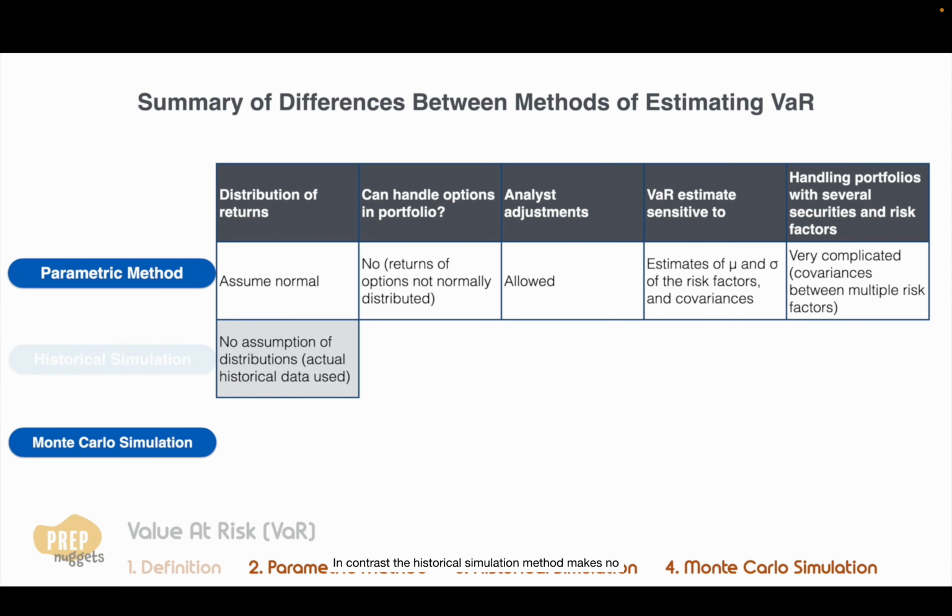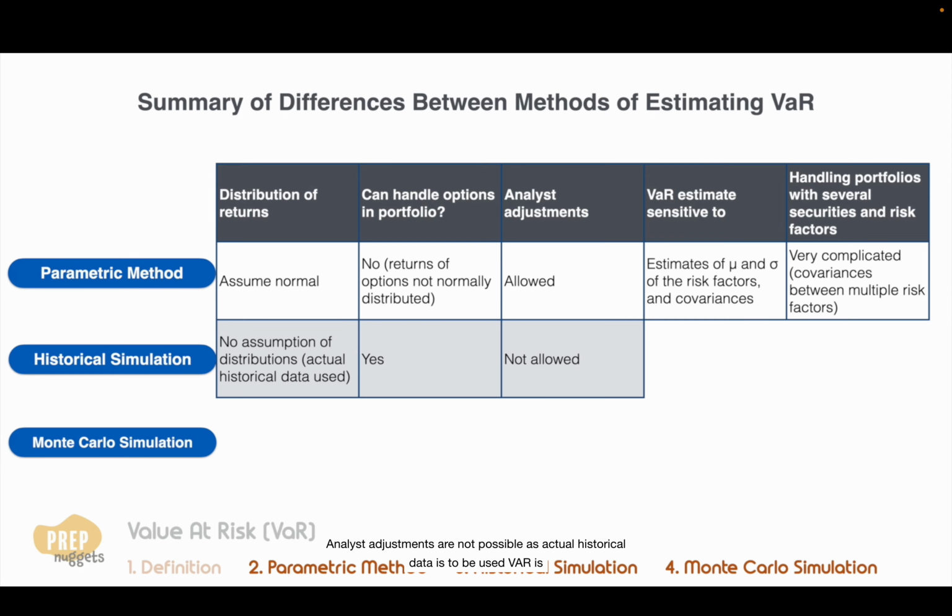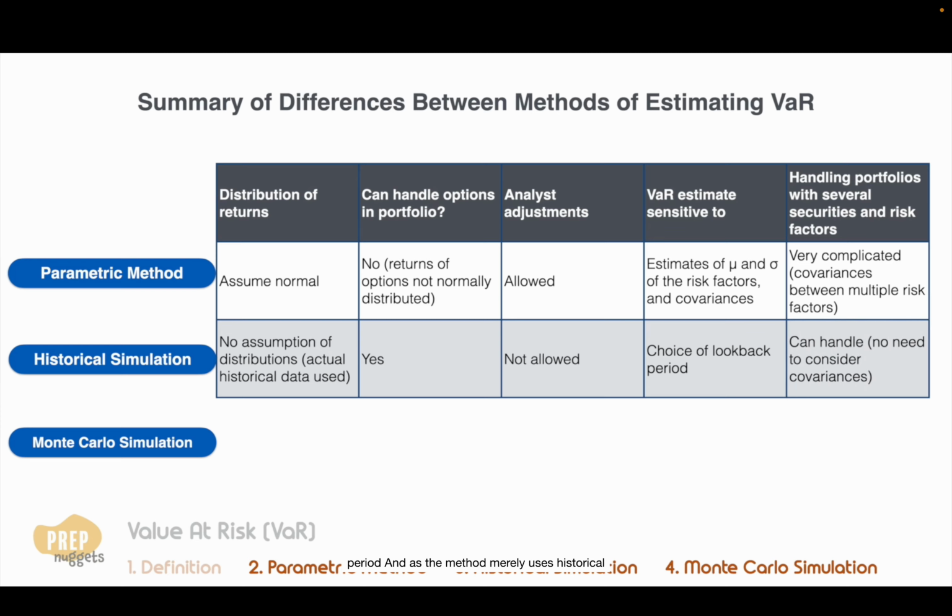In contrast, the historical simulation method makes no assumption on the distribution of each risk factor, as actual historical data are used as they are, so the method can handle options in the portfolio. Analyst adjustments are not possible as actual historical data is to be used. The VAR is particularly sensitive to the choice of look-back period, and as the method merely uses historical data as they are, it can handle portfolios with multiple securities and risk factors.